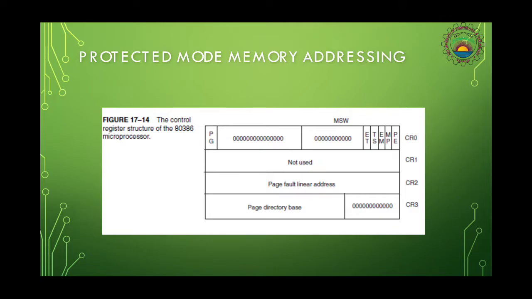In this diagram, you may see the position of the PE bit within CR0. CR0 is a control register within 80386 and onward processors, and the PE bit is the LSB of that register. This bit is to be set for entering protected mode operation, and for exiting from protected mode operation to real mode operation, the bit is to be cleared. So that is the purpose of the PE bit within the CR0 register.